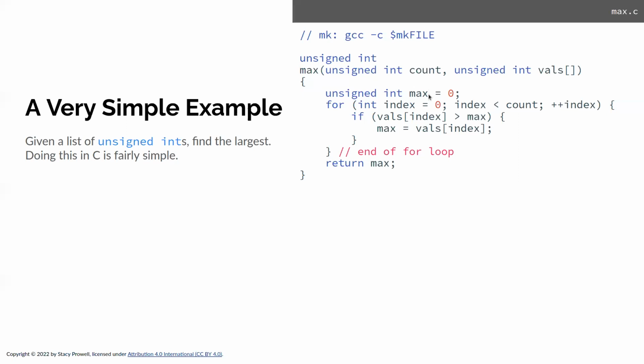And again, not super complicated stuff. I have a current max, which I set to 0 because unsigned ints. And then I loop from the index 0 up to, but not including, the index count. And each time through, I increment index. I check to see if the value in the array is greater than my current max. If it is, I set my current max equal to the value in the array, and that's it. And then when I'm done, I return max. There's nothing in here that should be in any way surprising to any of you.